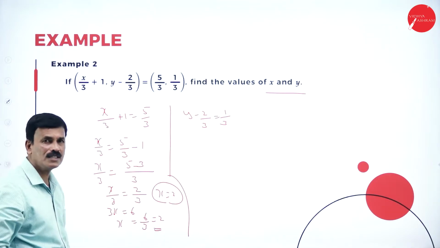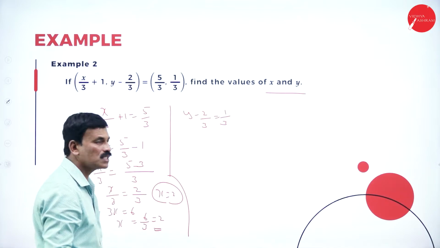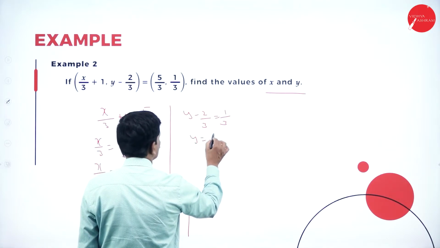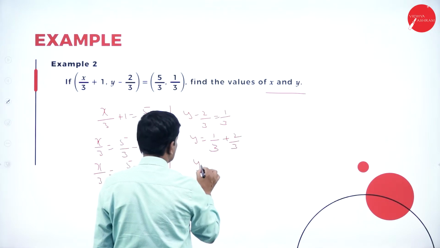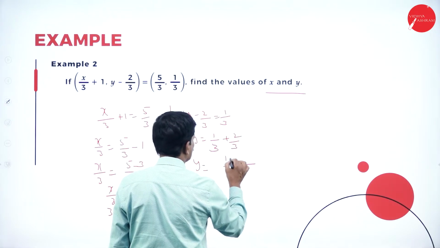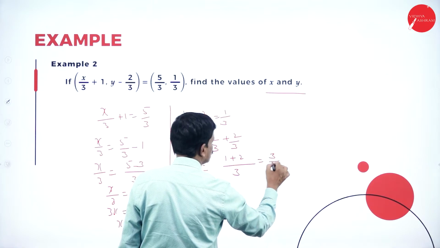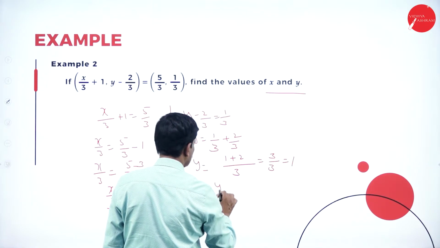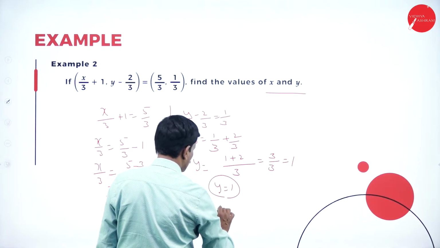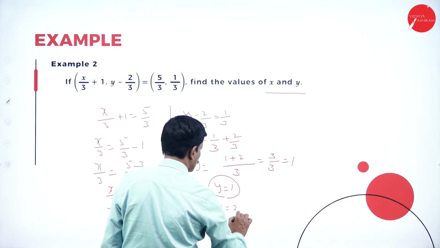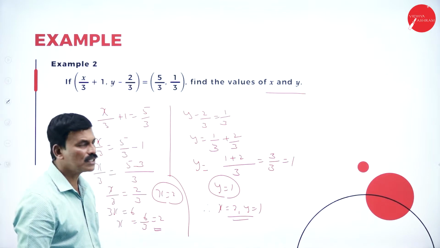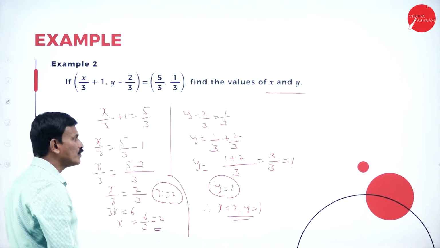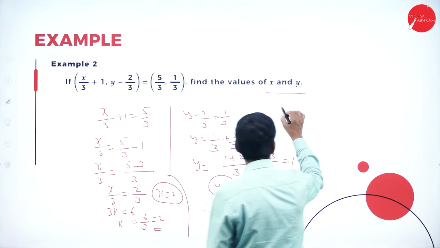Similarly on the other hand, y - 2/3 = 1/3. Transfer this: 1/3 + 2/3. y = 3 is the LCM, 1 + 2 is 3, so 3/3 = 1. y = 1. So the value of x is 2 and y is 1. If you want, you can do the verification also.